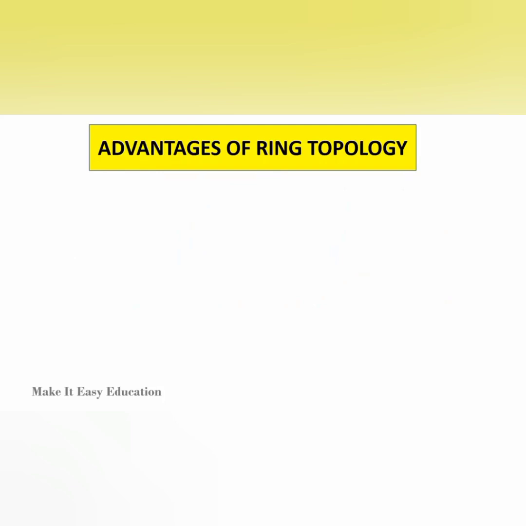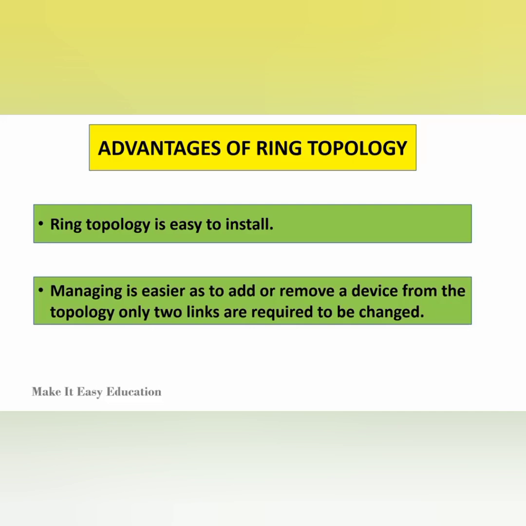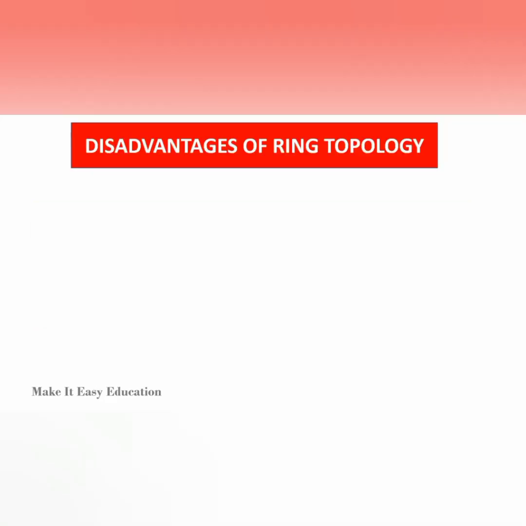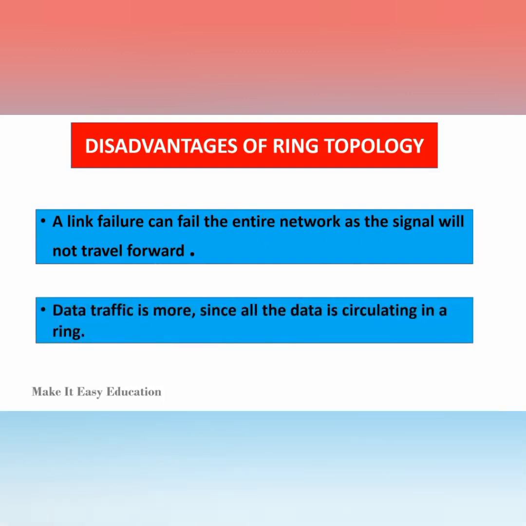Advantages of ring topology. Ring topology is easy to install. Managing is easier, as to add or remove a device from the topology only 2 links are required to be changed. Disadvantages of ring topology. A link failure can fail the entire network, as the signal will not travel forward. Data traffic is more, since all the data is circulating in a ring.